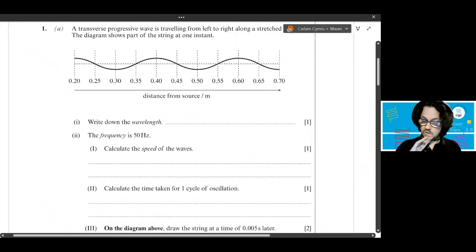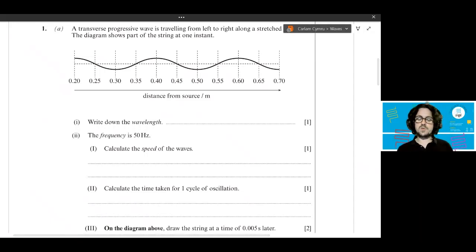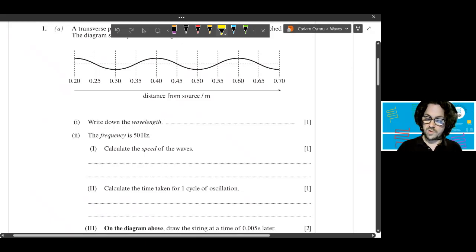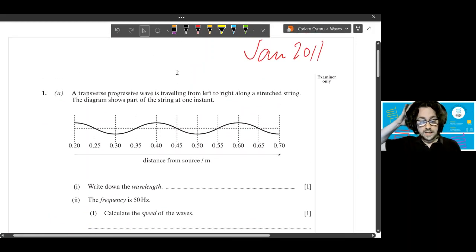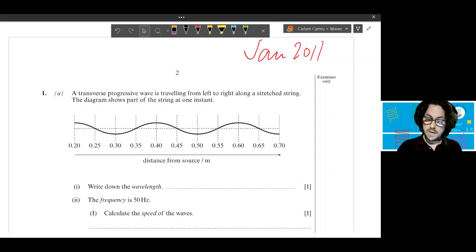Okay. So, some past paper questions then. A transverse progressive wave is traveling from left to right along a stretched string. The diagram shows part of the string at one instant. This is from January 2011, just in case you're interested. Legacy spec, old spec.